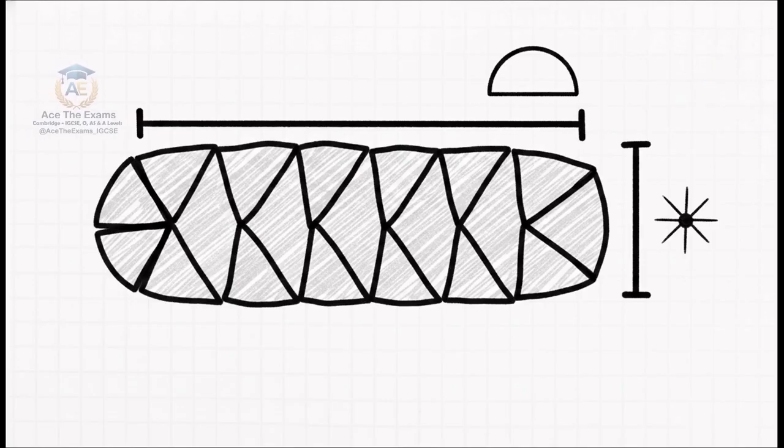And what about the height of this rectangle? Well, look at the slices. The height is just the straight edge of one of those pie slices, which is exactly the circle's radius, r.